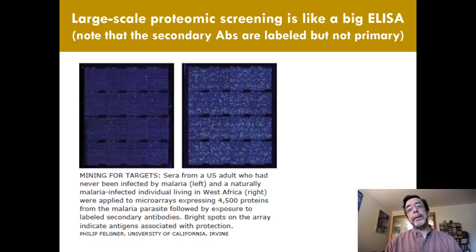And so the principle behind this might be very different on the chemical level, but the principle of reading the data means that where you see it light up, you see you have the protein that you're looking for. For example, this is something that looks like a big, huge ELISA. What it actually is is proteomic screening, where they have a serum from a U.S. adult who's never had malaria on the left. On the right, they have a malaria-infected individual from West Africa.